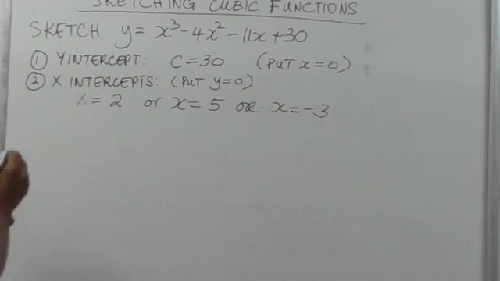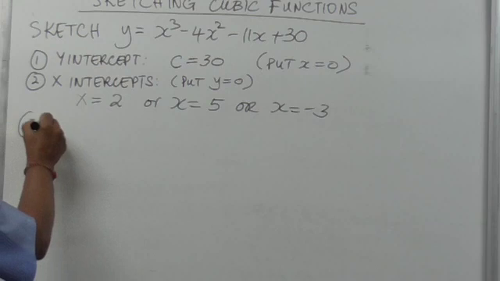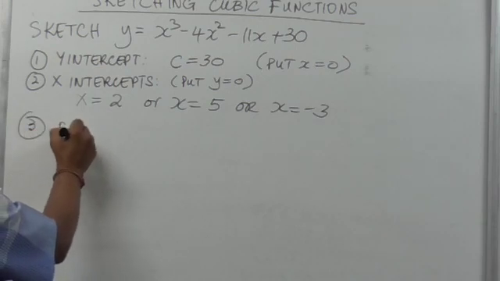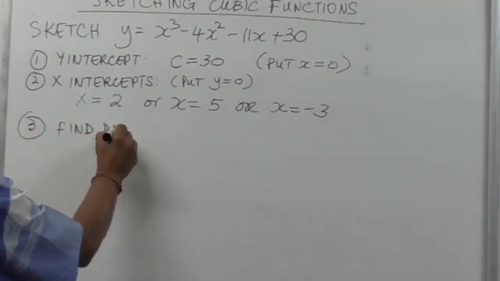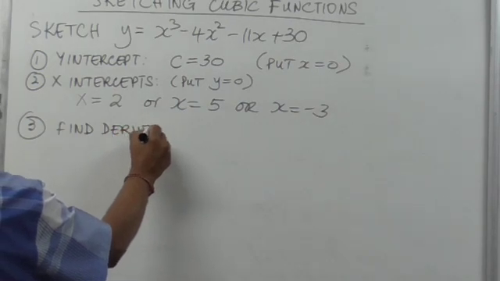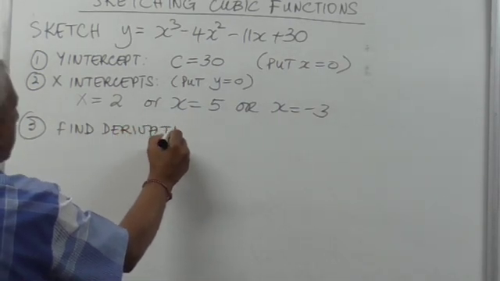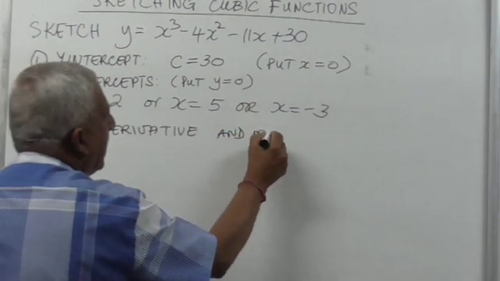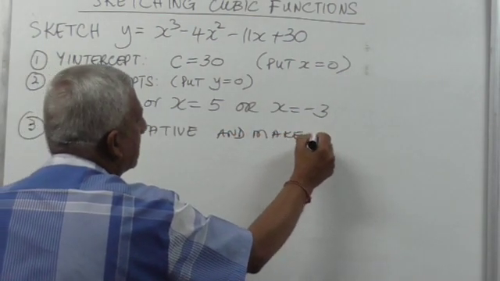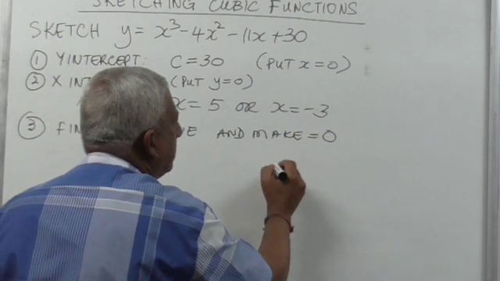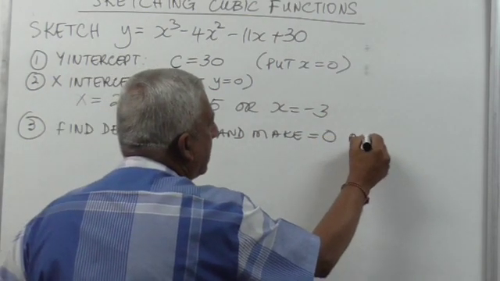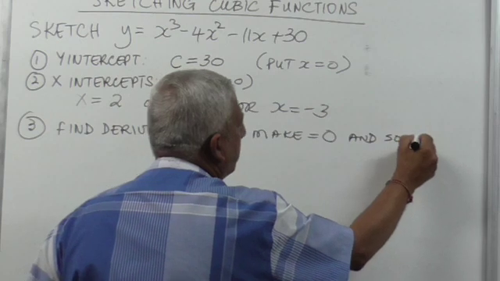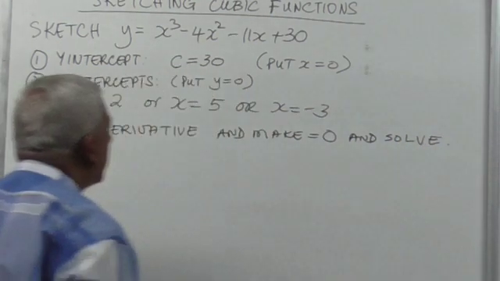Right. Now step 3. You've got to find the derivative and make it equal to 0 and solve. So we're going to do that.